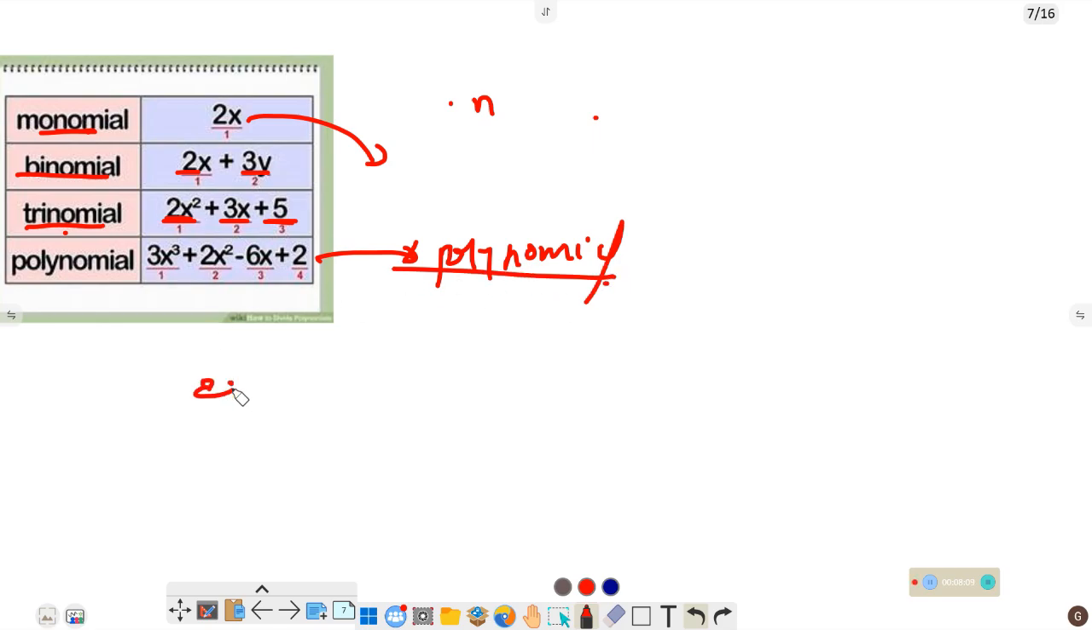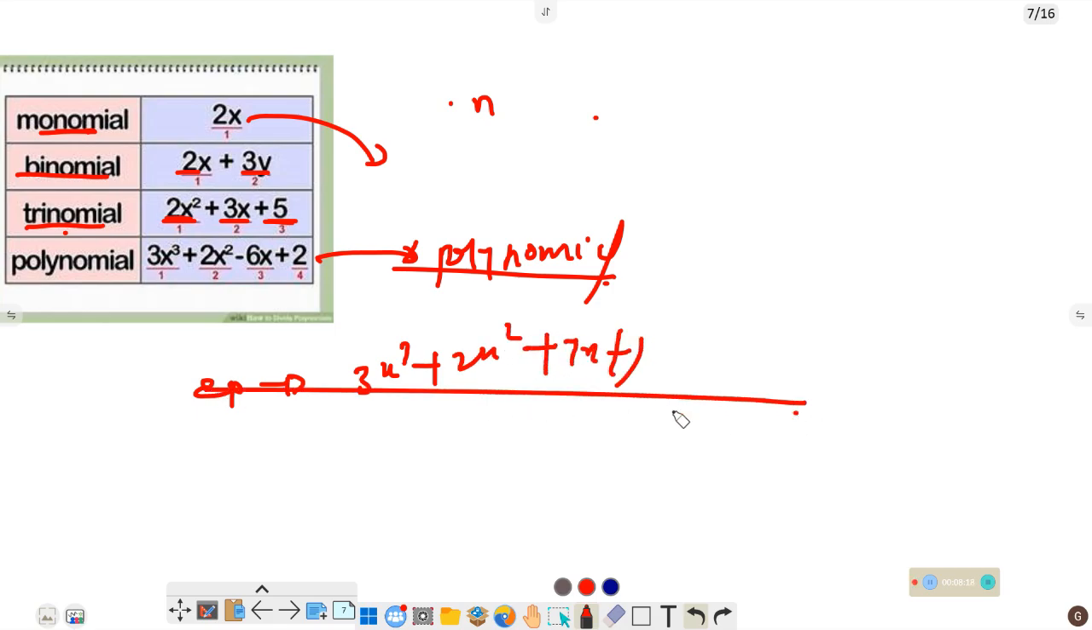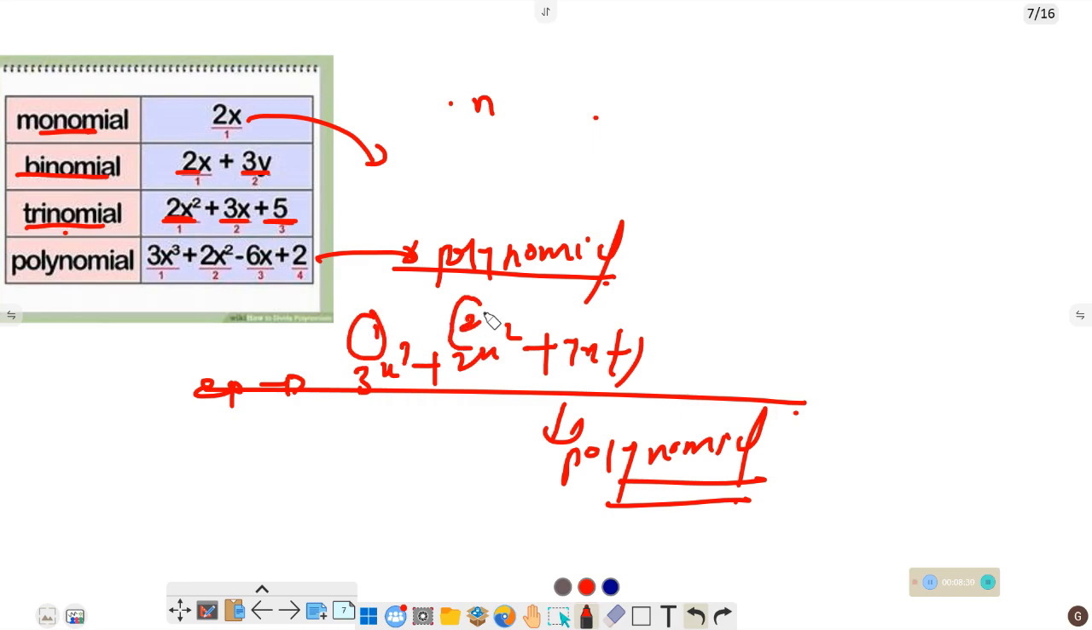So we take another example of a polynomial like 3x cube plus 2x square plus 7x plus 1. It is another example of a polynomial, because it has more than three terms: term 1, term 2, term 3, and term 4.